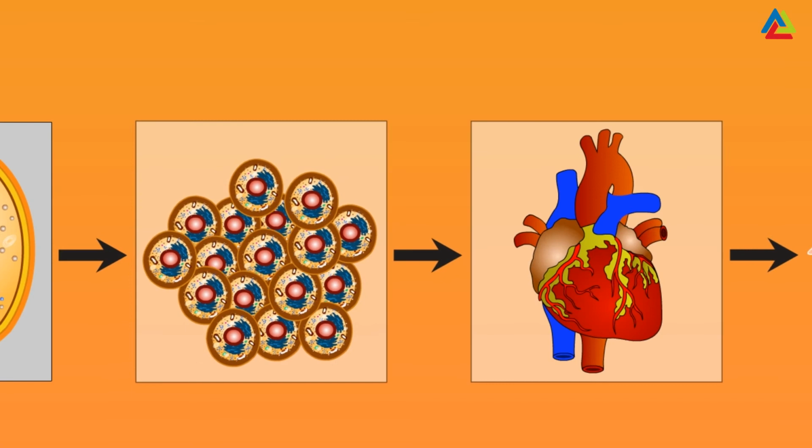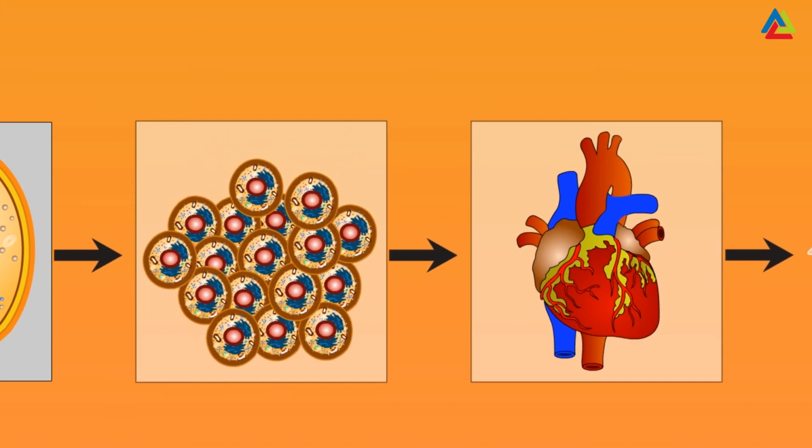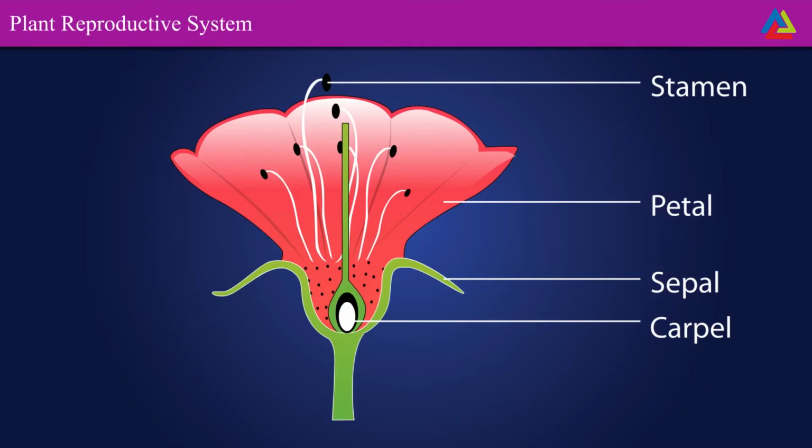In multicellular organisms, cells combine to form tissues. Tissues form organs, and organs combine to form a living organism. Therefore, unlike asexual reproduction, in sexual reproduction, there are different methods of combining DNA from two individuals. The parts of a flower are sepals, petals, stamens, and carpels. Stamens and carpels are the reproductive parts of a flower which contain the germ cells.